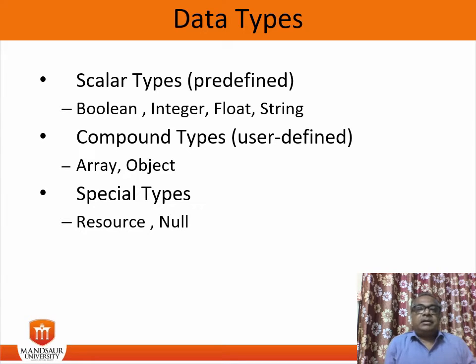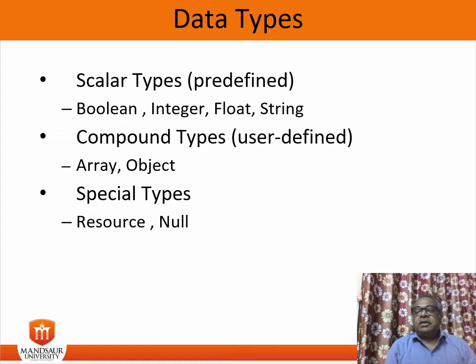Now another type is compound type, which holds multiple values. There are two compound data types in PHP: one is array and another is object. Next is the special data type, and there are two types in PHP: one is resource and another one is null. Now we are discussing these 8 primitive data types one by one.